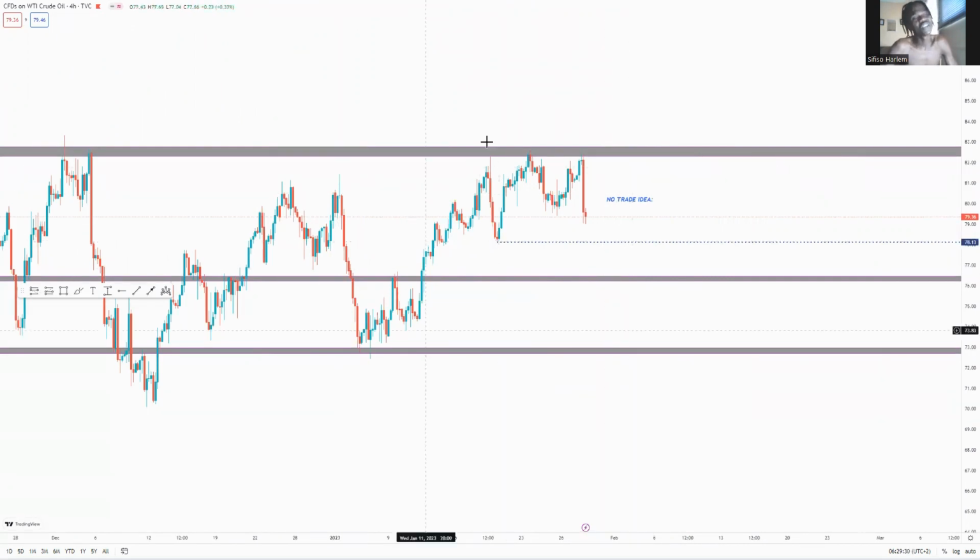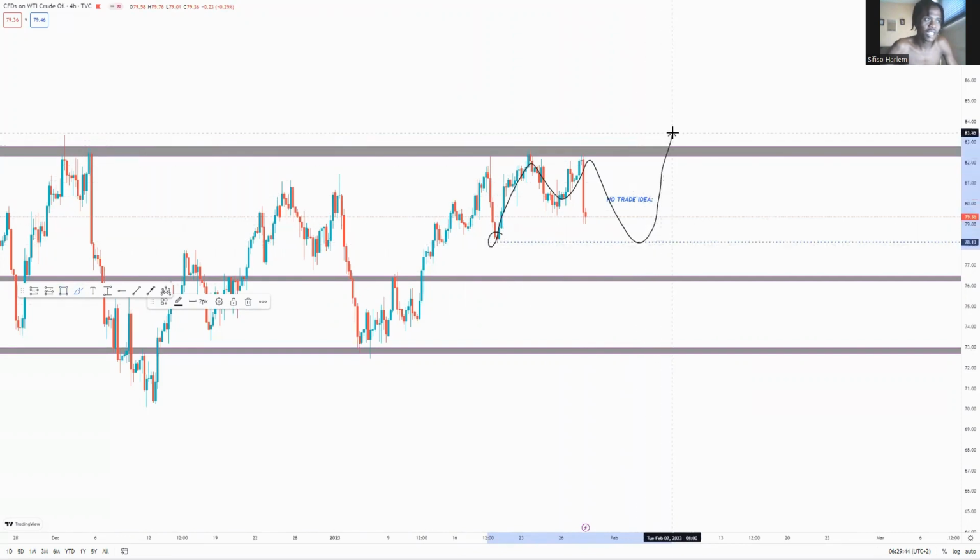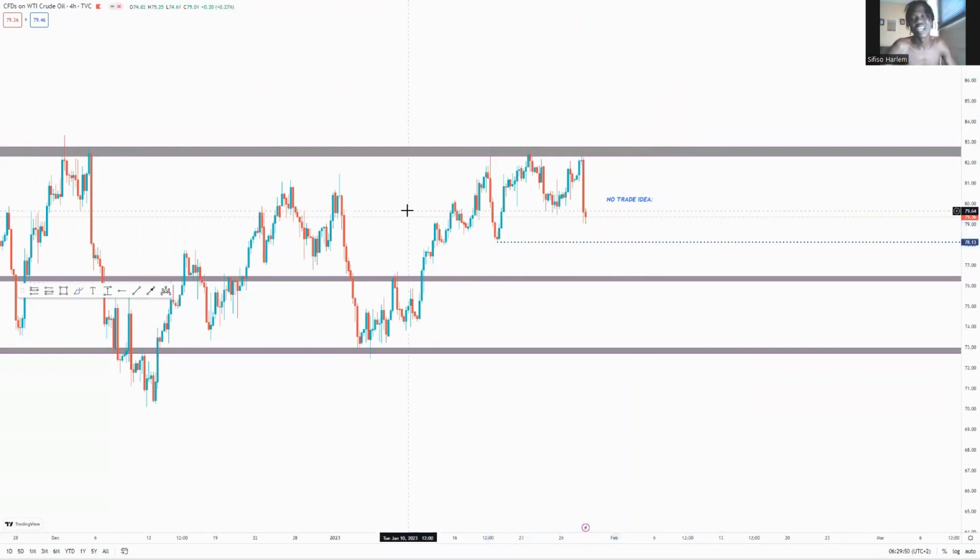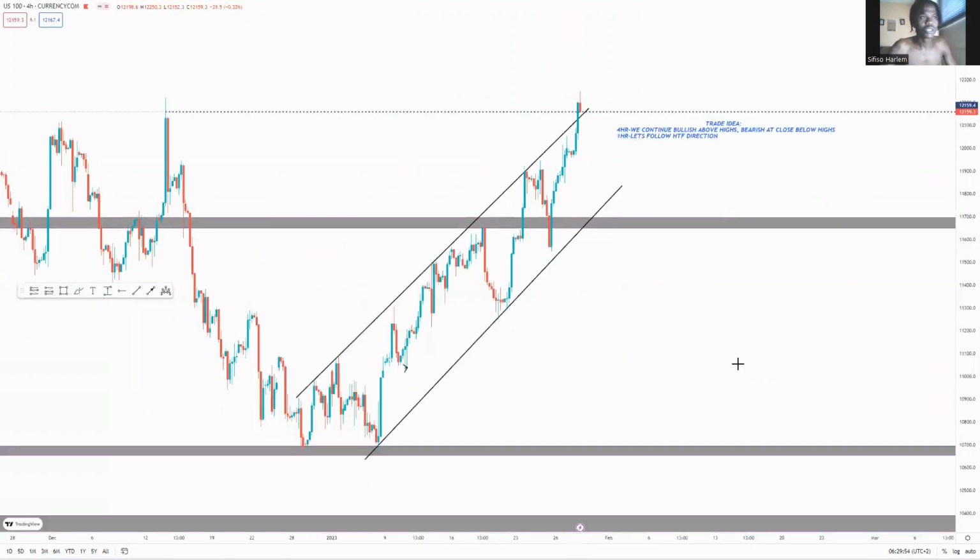So I don't have a trade idea at the moment on oil, but all I'm looking for, because price printed out this low and pushed, is simply to see what will happen right there. Are we going to break, or are we going to react and look for a clean double top and look for reversals to the upside or continuations to the upside? But at the moment, I don't have a trade idea. So that's my weekly outlook.